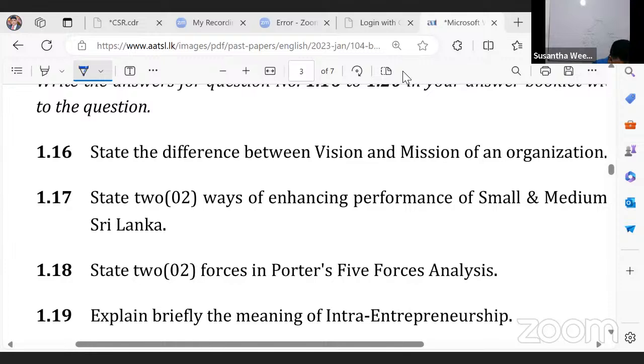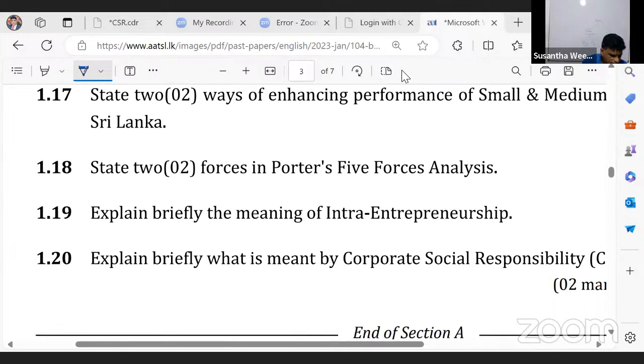Yeah, providing incentives, right? Then provide more access to financial sources, right? And applying the technology, introducing modern technology, right? Out of this, then you can state two forces in Porter's five forces analysis.